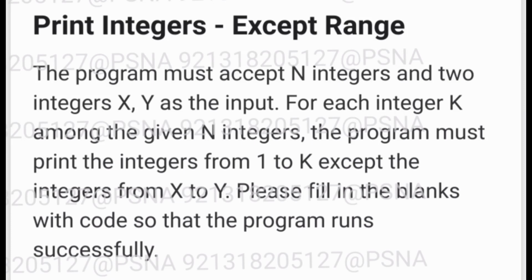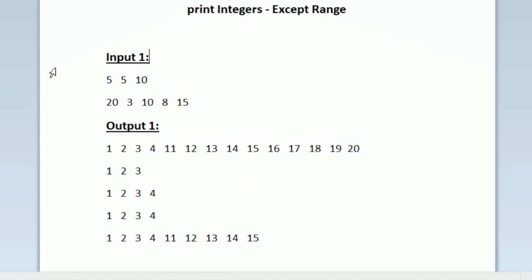This is the question asked in today's SkillRack daily challenge. In the first line of our input we are given three integers: the first integer is n, the second is x, and the third is y. In the second line we are given n integers as input. Here n is equal to 5, so we are given 5 integers in the second line.